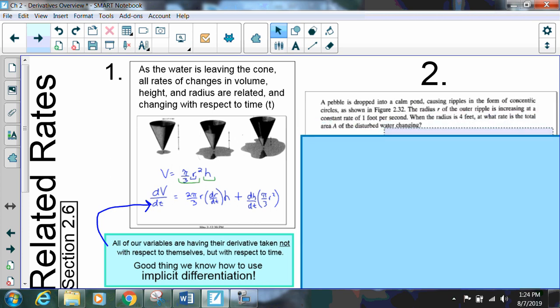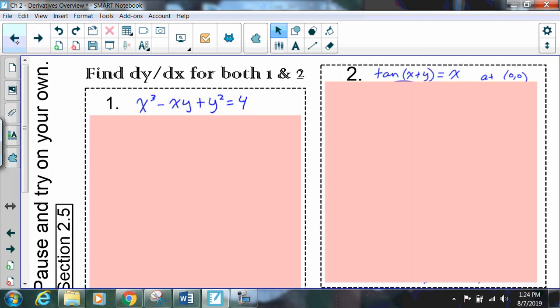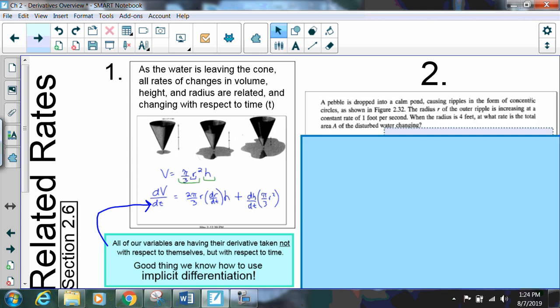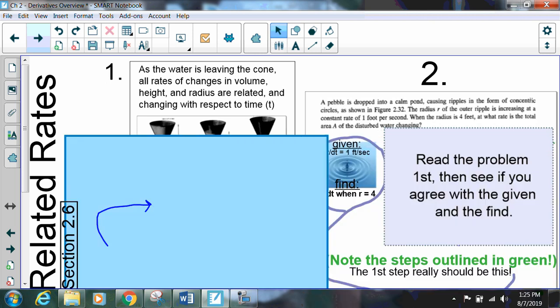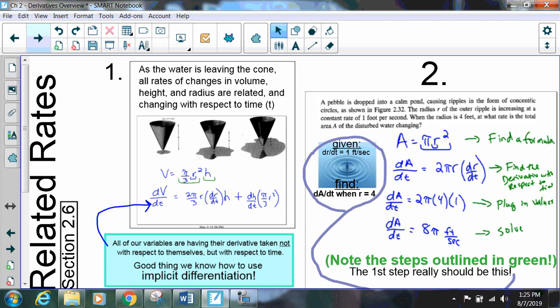Let's see what's behind this. If you want to challenge yourself, pause the video, see if you can figure this related rates problem out and then come back. That would be awesome. Otherwise, here we go. Read the problem first, then see if you agree with the given and the find. Then come back and see how I worked it out.